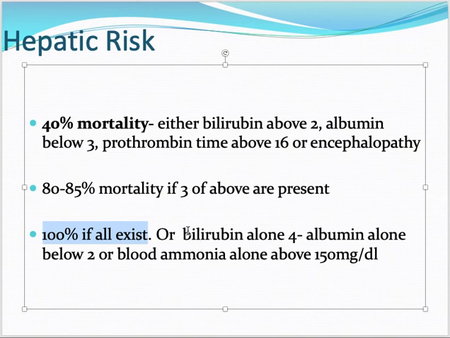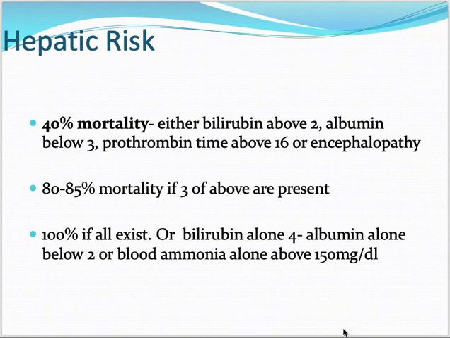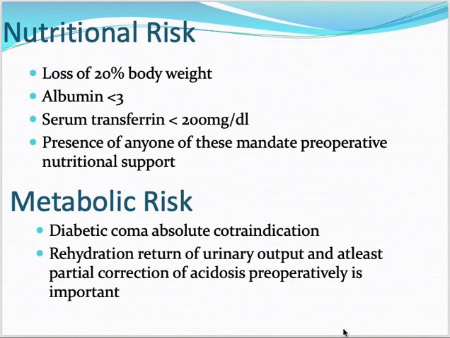Or you can say either all 4 of these, or his bilirubin alone is more than 4, albumin alone is below 2, or blood ammonia alone is above 150. So you understand, if someone has deranged liver function tests, performing surgery would be disastrous for that patient. So this is important.